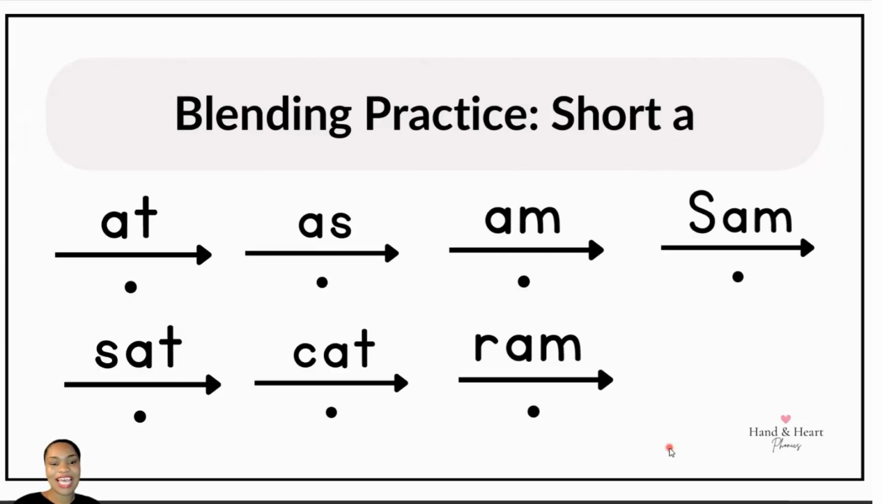Excellent work. Let's read these words the fast way. We're going to look at them three times. I will read, we'll read together, and then you'll read on your own. Get ready. At, as, am, Sam, sat, cat, ram. Again, read with me. At, as, am, Sam, sat, cat, ram. This time by yourself. Get ready.